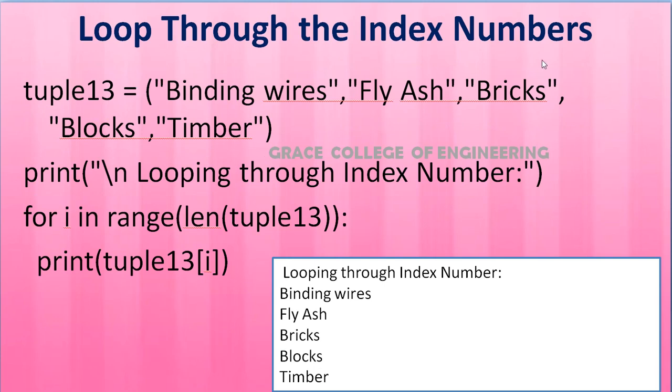Then loop through the index numbers. Based on the index number, how it is executed. The tuple is created with the variable name tuple13 and print looping through the index number. The next, for i in range of length, based on the length function displayed here, then print tuple of i. Okay, one by one it will be taken. First binding wires will be executed and you get the output. Then fly ash, then bricks, blocks and timbers.